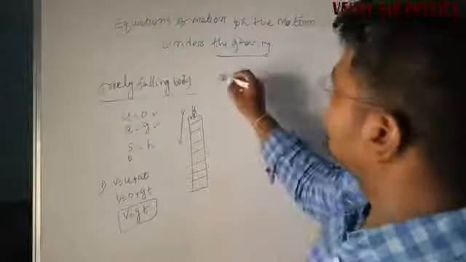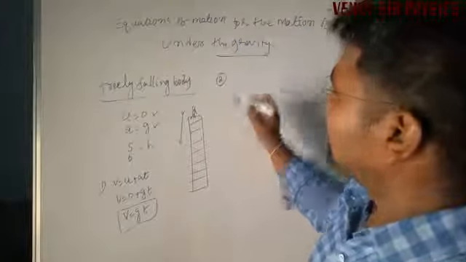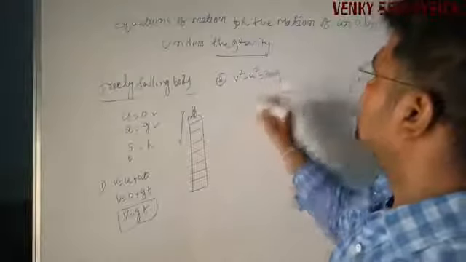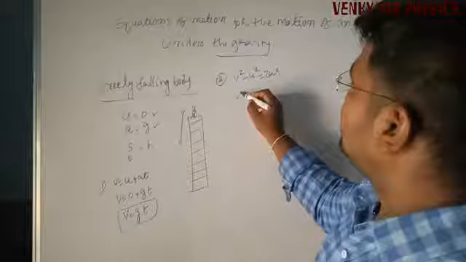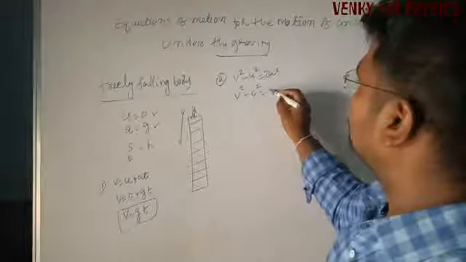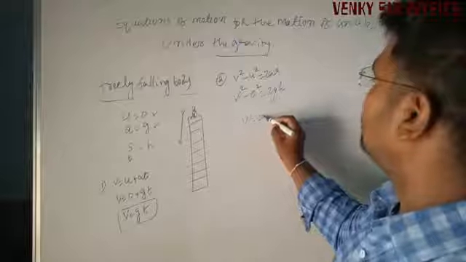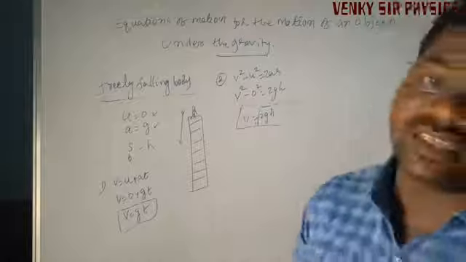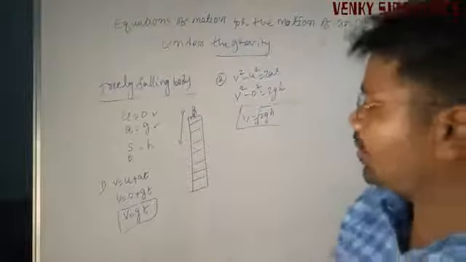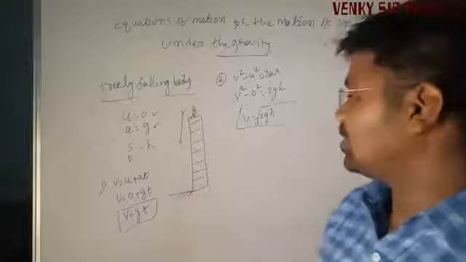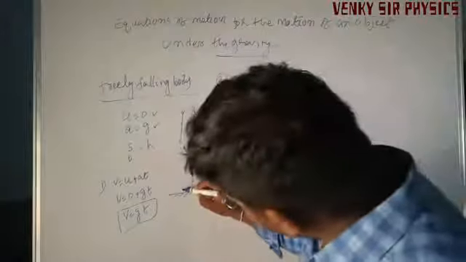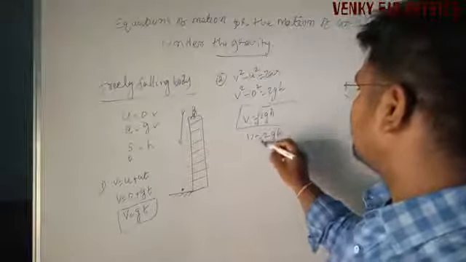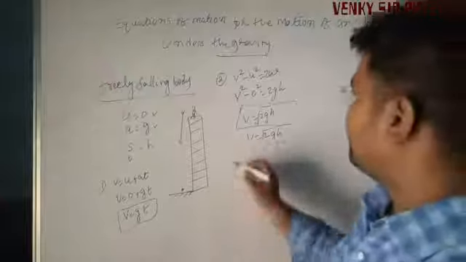Coming to equation 2: v square minus u square is equal to 2as. So v square minus 0 square is equal to 2gh, and v is equal to root of 2gh. This is the velocity of the body before striking the earth, the maximum velocity: v is equal to root of 2gh.